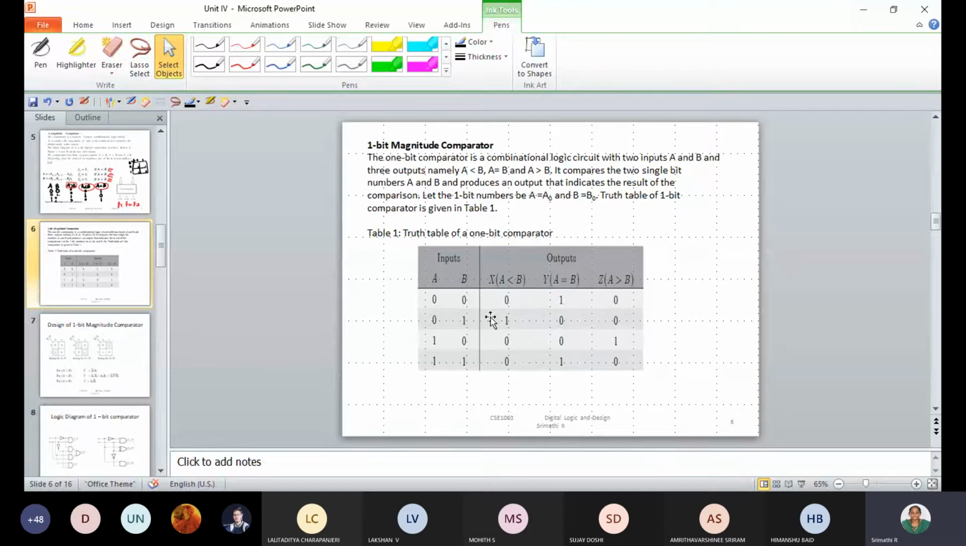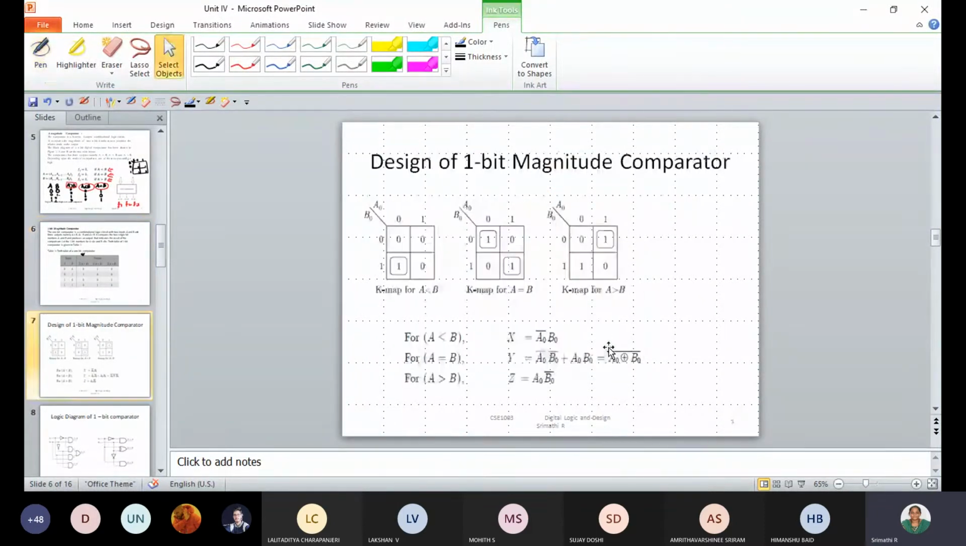Look at the first column here. You have only one 1 here, whereas in the second column you have two 1s, and in the third column only one 1. Nowhere can you combine, so I have to write it as such. I am taking this as A naught B naught, and this is A naught B naught bar and A B naught.